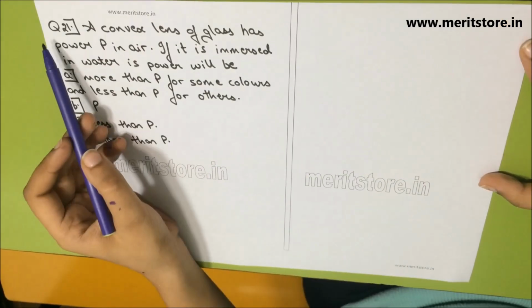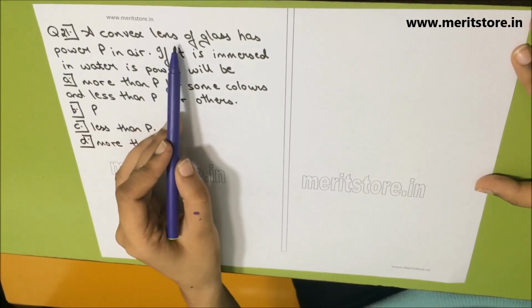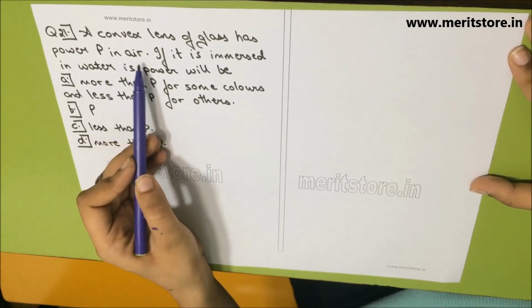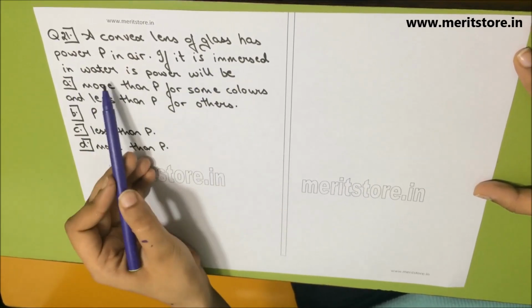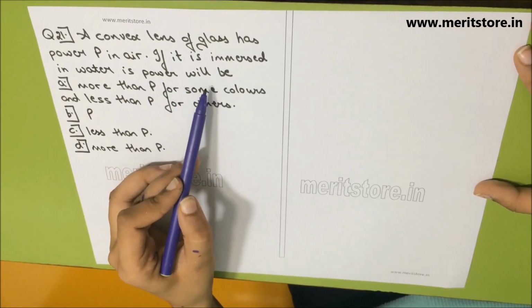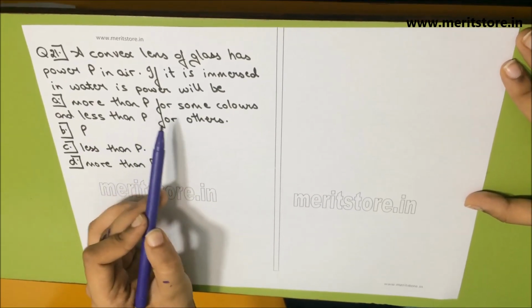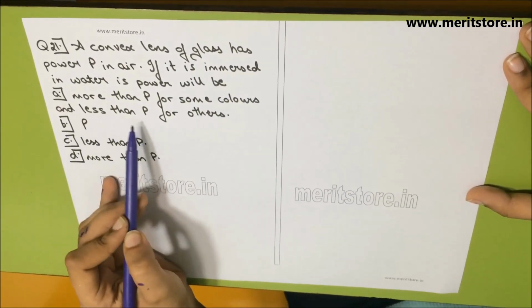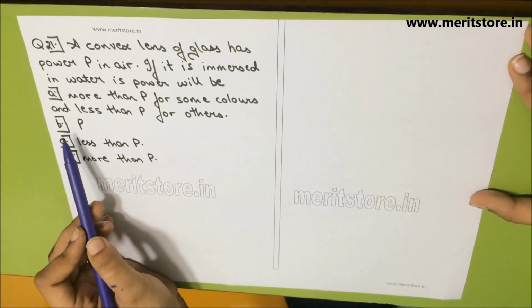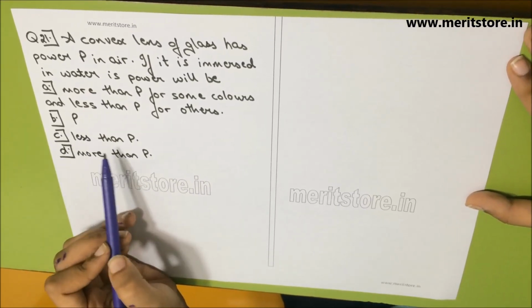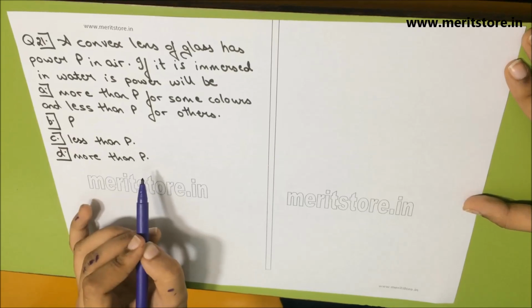Option D. Question 21. A convex lens of glass has power P in air. If it is immersed in water, power will be A. more than P for some colors and less than P for other colors, B. P, C. less than P, D. more than P.